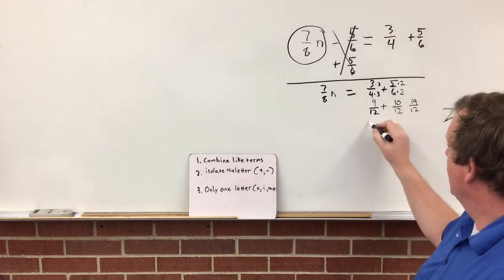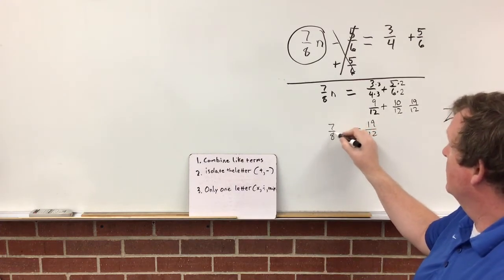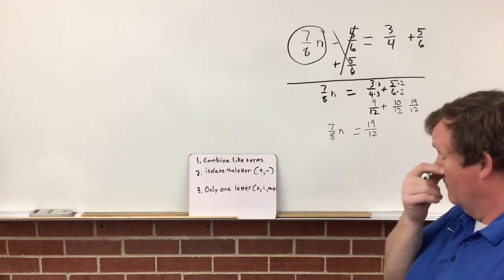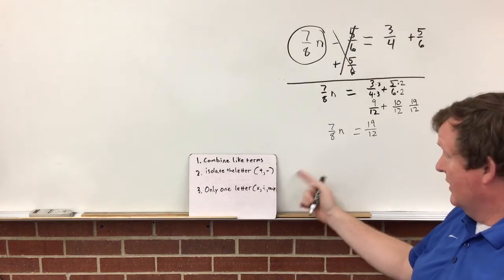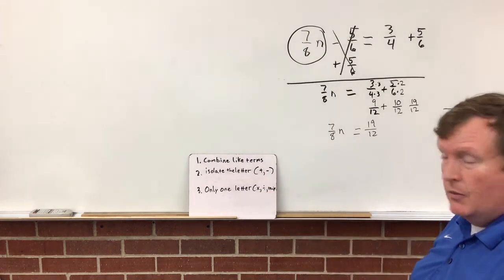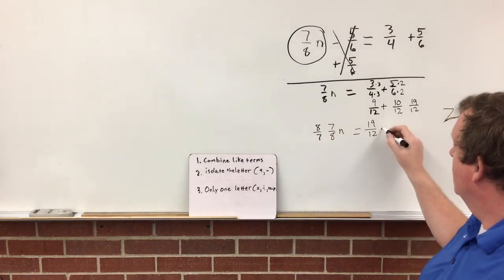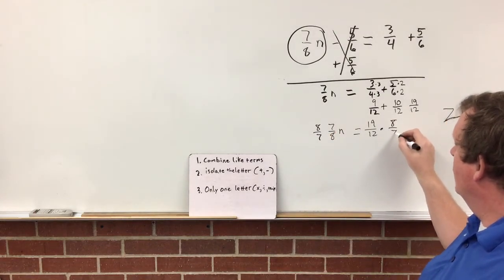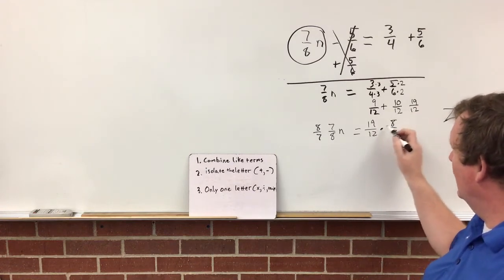All right, so I'm bringing this down. 19 over 12 is equal to 7/8 n. Now we're ready for step 3. And since it's a fraction, we don't multiply, we don't divide, we do the reciprocal. 8/7 times 8/7. And now look for something to cancel with.